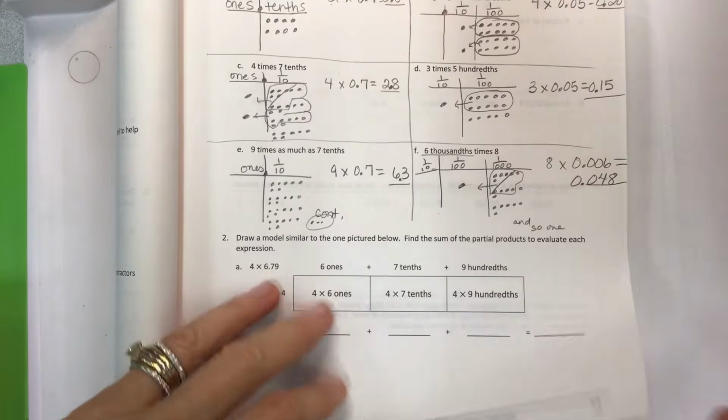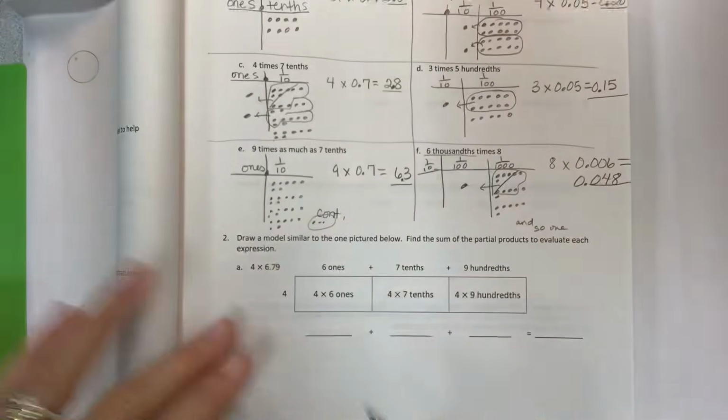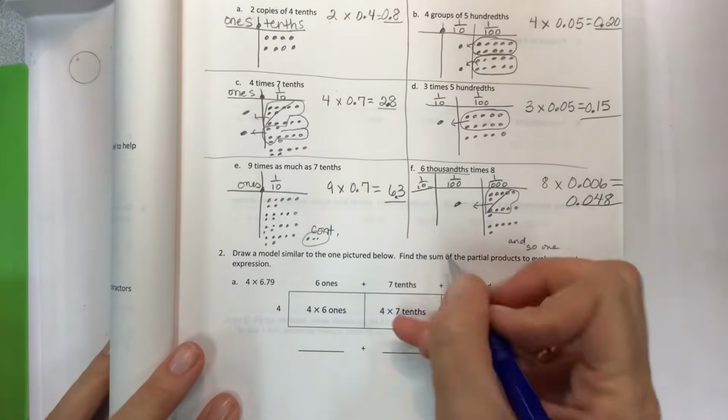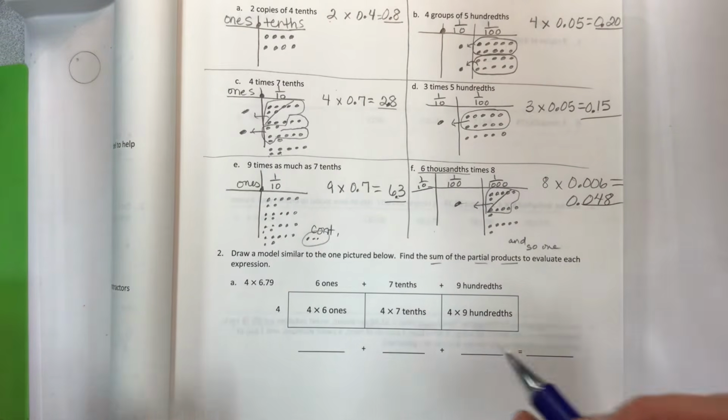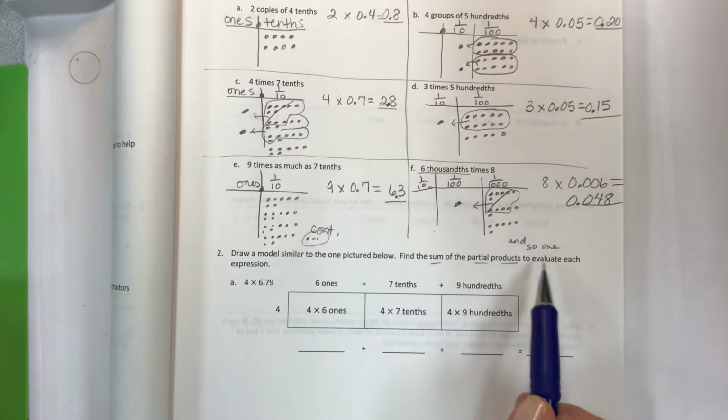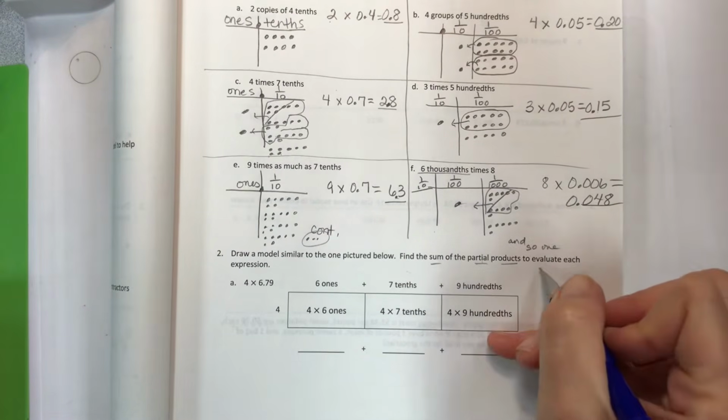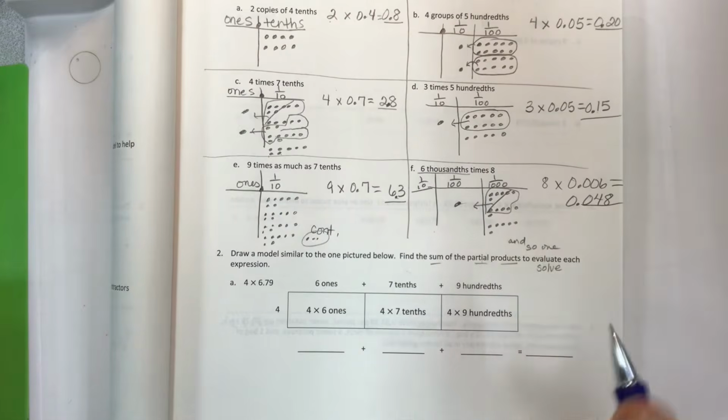On the back of this page, that's where you're going to do it. It's over here. Find the sum of the partial products. Partial meaning part of the product, and we're going to put the whole thing together one part at a time. To evaluate means solve each expression.